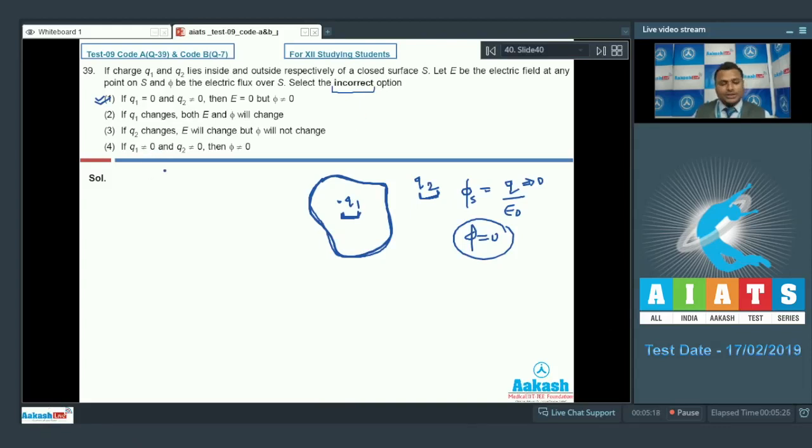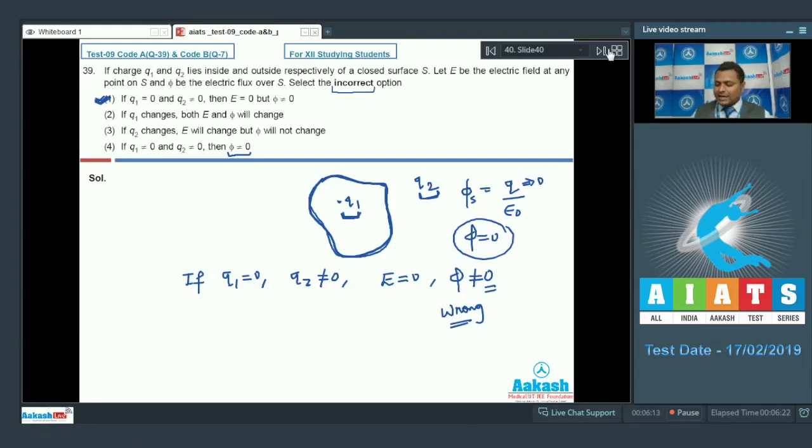Option 4: if Q1 is non-zero, Q2 is non-zero, then flux will also be non-zero. Definitely if Q1 is non-zero, then certainly some flux will be bounded with the closed surface. So that is why it will be non-zero. So the fourth option is also correct, but we have to pick the incorrect option. So we will proceed with option number 1, which says that if Q1 is 0 and Q2 is non-zero, then E will be 0 but phi will be non-zero, which is not possible. So we will proceed with option number 1.